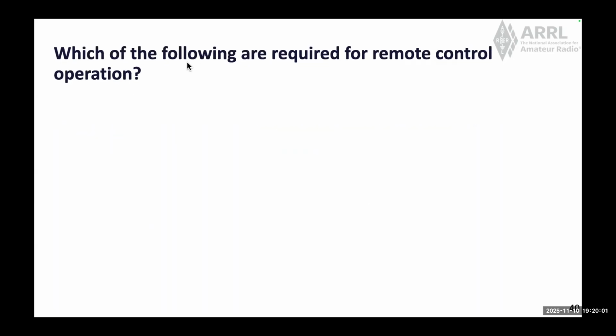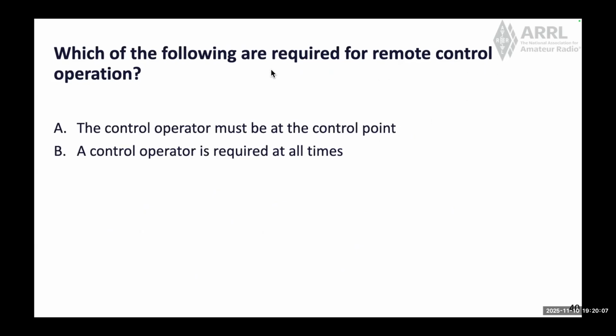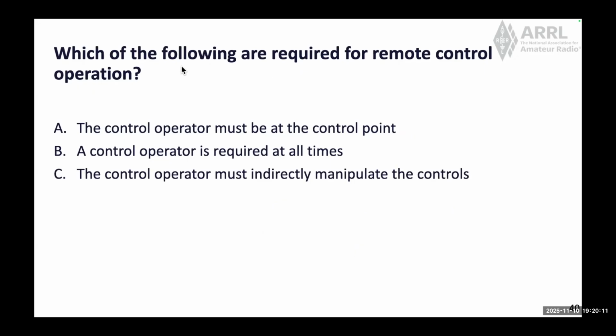Which of the following are required for remote control operation? A, the control operator must be at the control point. B, a control operator is required at all times. C, a control operator must indirectly manipulate the controls, or D, all of these choices are correct.